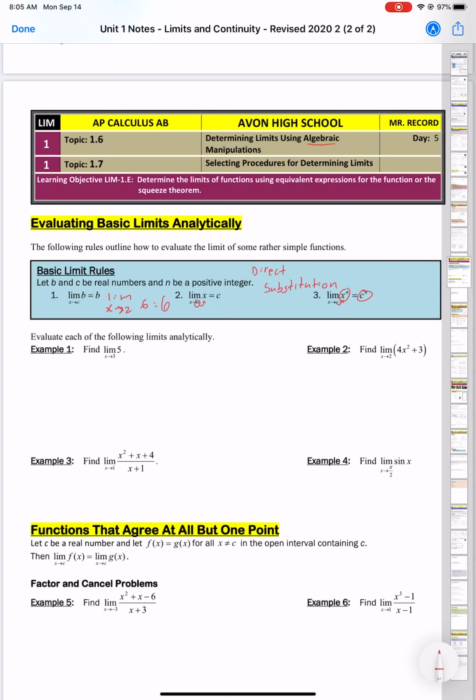Example 1 just says the limit as x approaches 3 of 5. Well, 5 is just a constant. The limit of a constant is that constant. So this would equal 5.